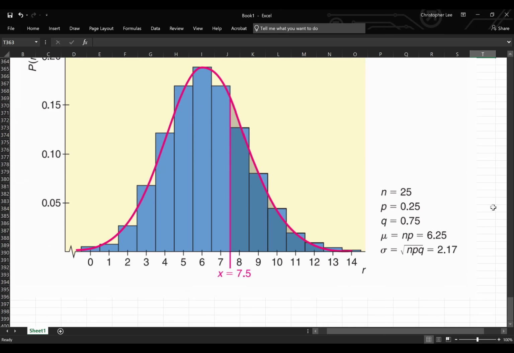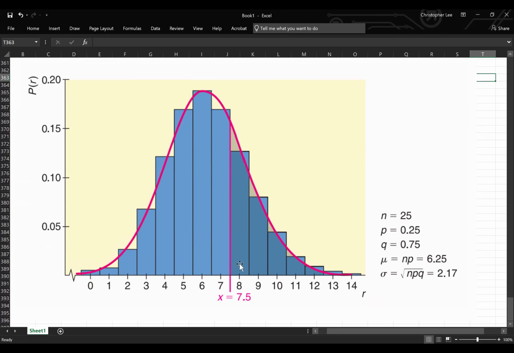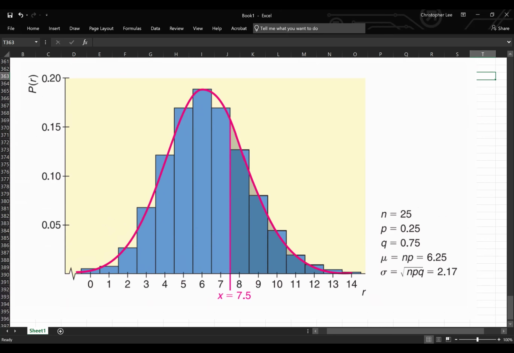All right. So boom, this is the x equals 0.75 that we found, right? This is a graphical representation of it.